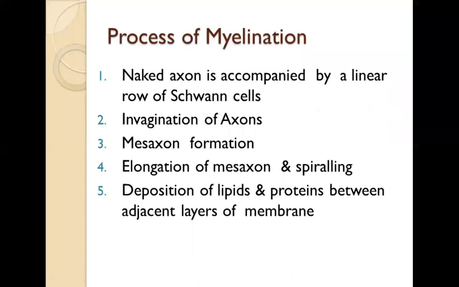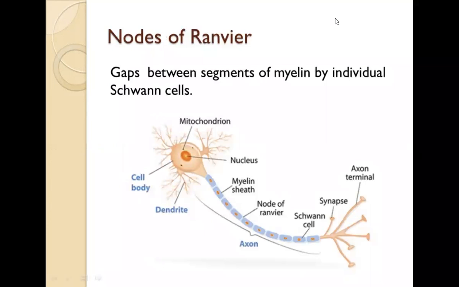So this is the process that I have described. First, there is invagination of the axon into the Schwann cell and mesoaxon formation. Then there's elongation and spiraling of the mesoaxon, and deposition of phospholipids, proteins, and also cholesterol between adjacent layers of the cell membrane of the Schwann cell. You can learn this process with the diagram.